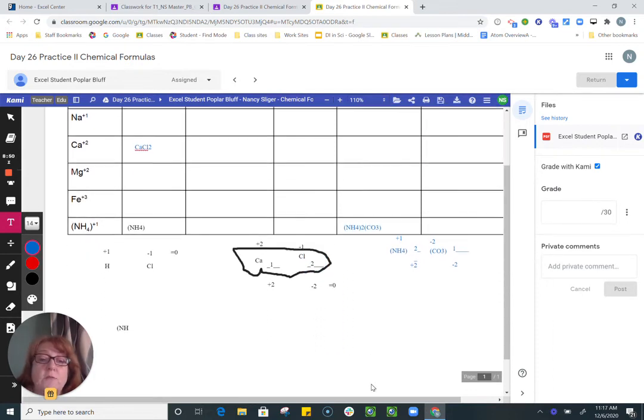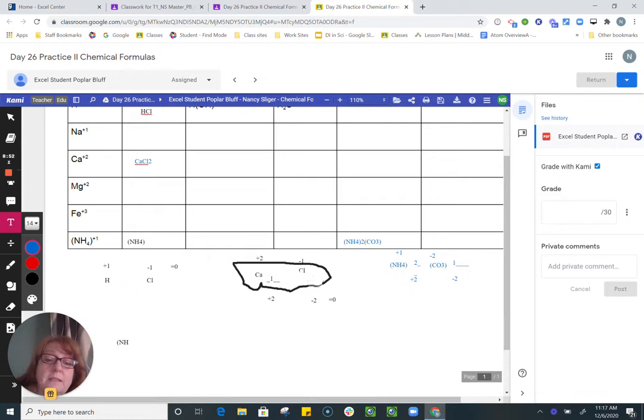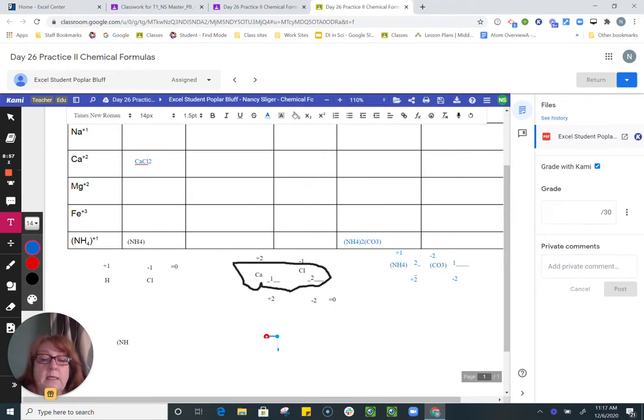Another way of doing this, which is a little bit longer, and this is the mathematical way, you could say I have Ca with a +2 charge, and then I have Cl with a -1 charge. And I know that +2 and -1 does not equal 0.